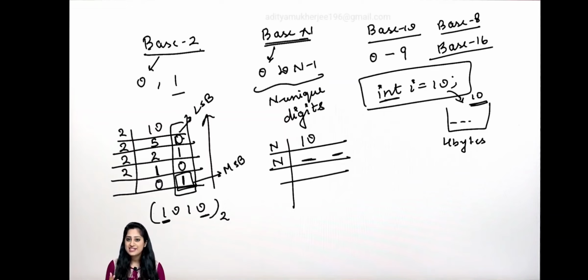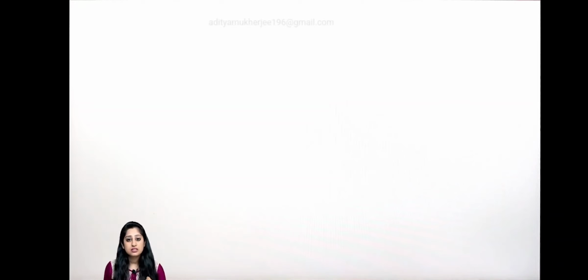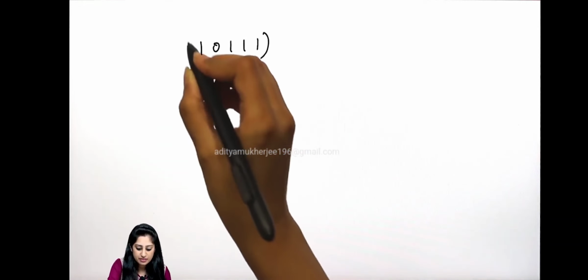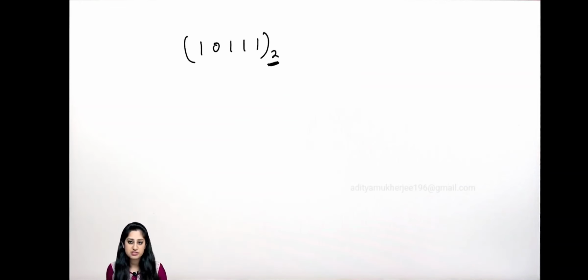Now given any decimal number, you can convert it to its relevant binary number. Now let's talk about the other way round. By the other way round, I mean I have a binary representation and I want to convert it to its decimal representation. So suppose I have a number like this. This is in binary, brackets in 2, we generally specify the base here.